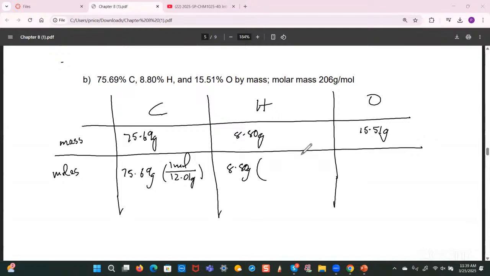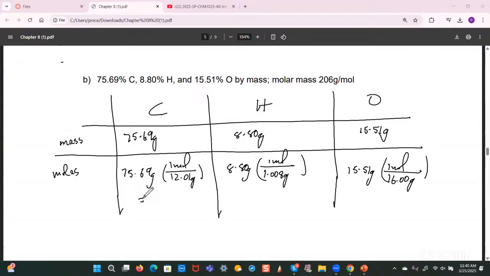And what about the hydrogen? What do we multiply that by? 1 mole over? Okay, very good. And then in the case of oxygen, 15.51 grams multiplied by what? 1 mole over 16.00 grams. Okay, remember those numbers you obtained from the periodic table.